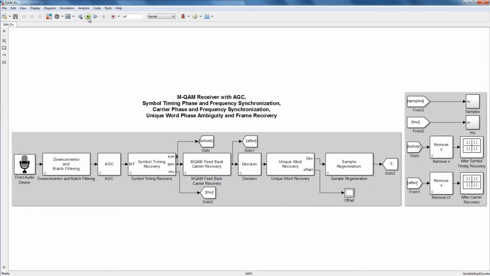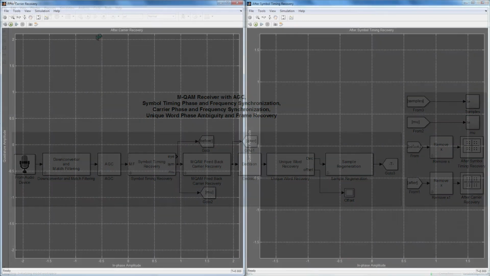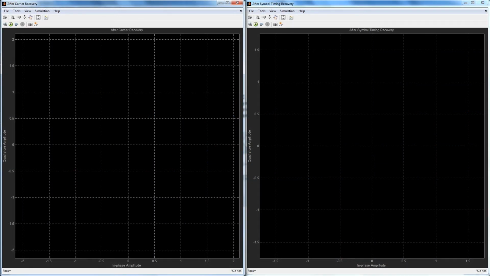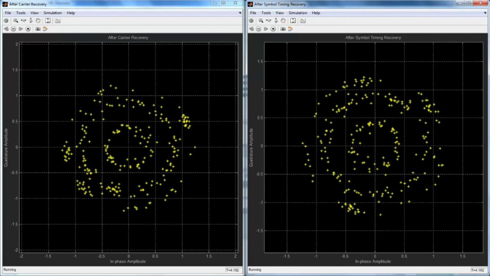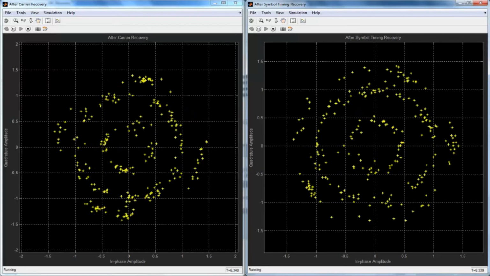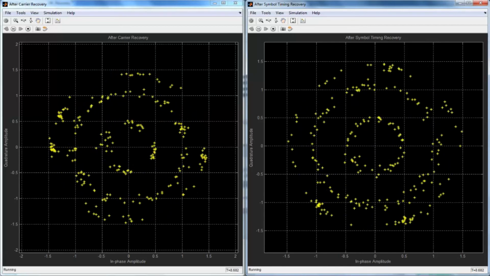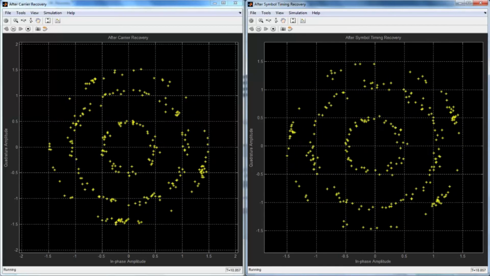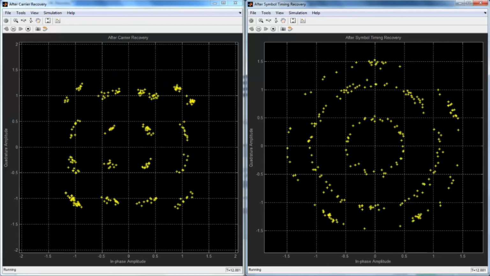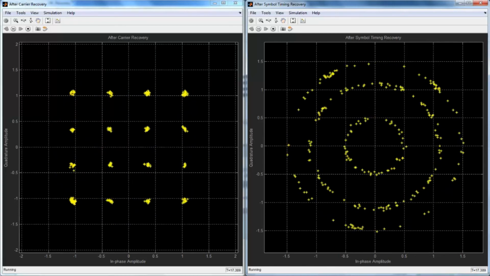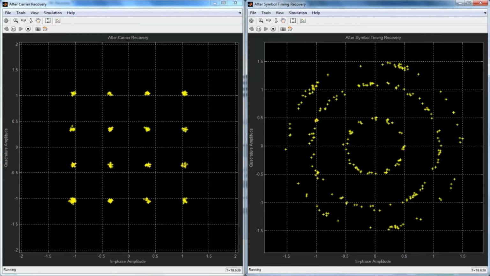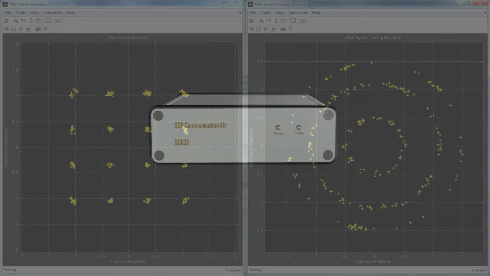Let's start the simulation. The right plot is showing symbol timing recovery and the left plot is showing carrier recovery. First, AGC is adjusting the received signal level. Now the symbols have started rotating in concentric circles after timing recovery, and these rotations are due to carrier offset. Now on the left plot you can see the symbol boundaries as the carrier recovery loop is locked and a clean constellation is ready for the slicer.